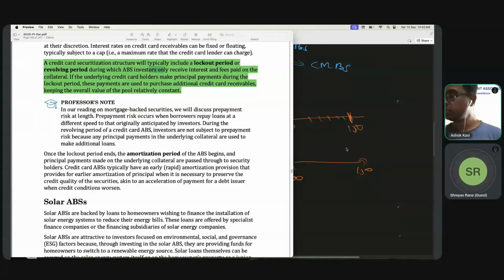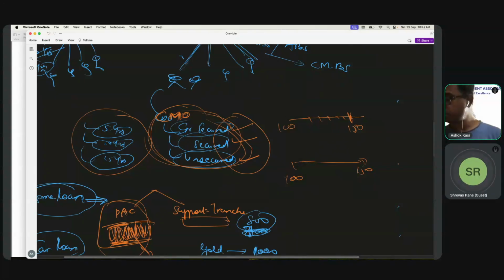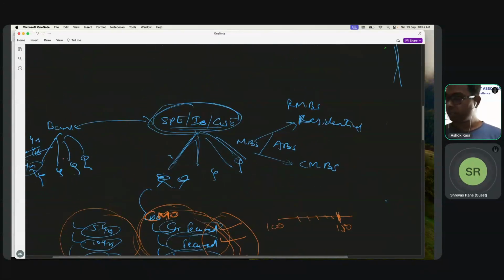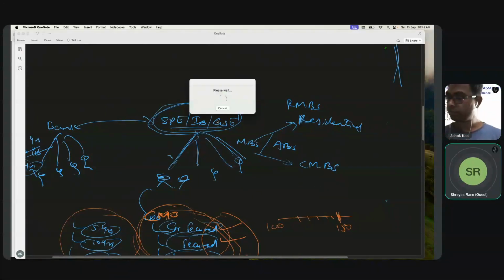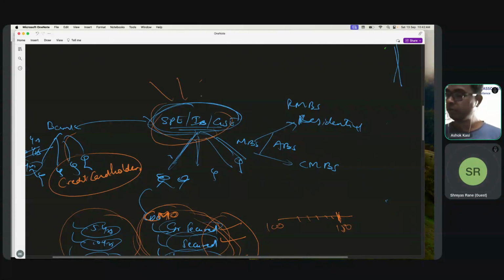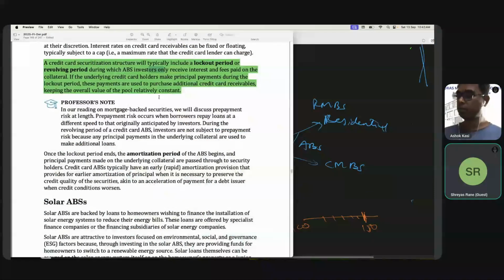That means if it is paid sooner, like here prepaid, imagine these are credit card holders. So if they prepay sooner, then that money they will invest further, so that they can pay to the investors on time.